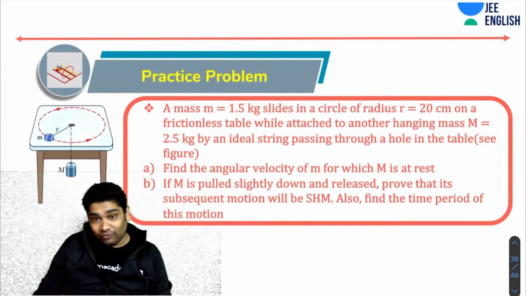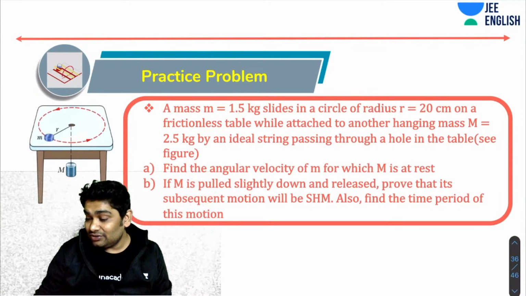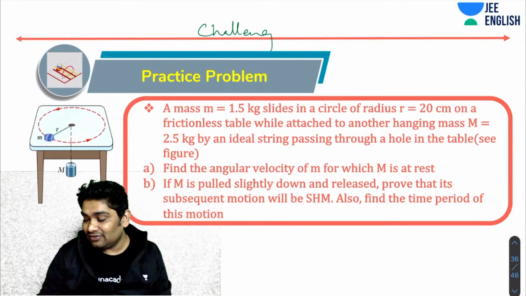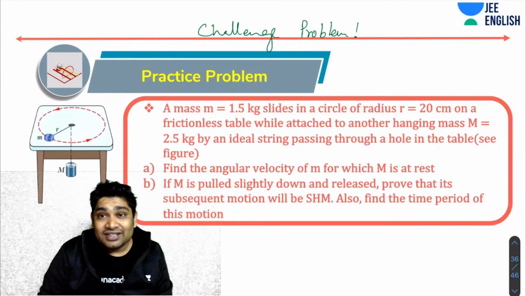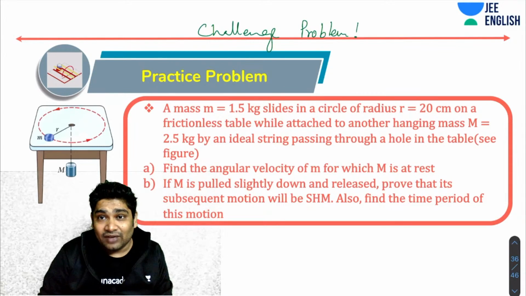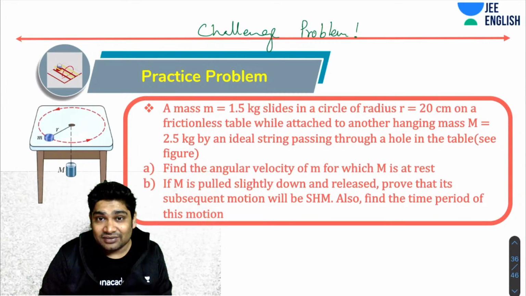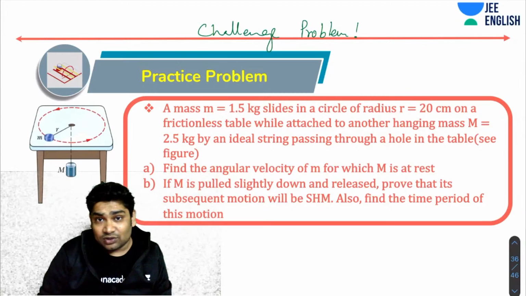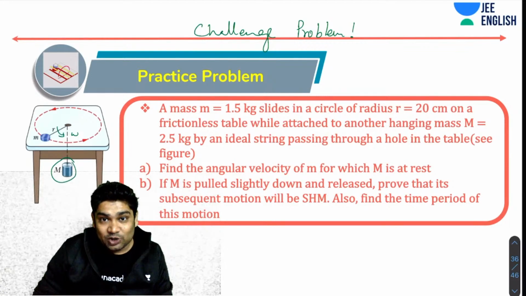Next, here is a challenge problem for you. Okay, this is a wonderful problem. A mass of small m 0.15 kg slides in a circle of radius 20 centimeter on a frictionless table while attached to another hanging mass capital M of 2.5 kg by an ideal string passing through a hole in the table. See the figure? And you have to find the angular velocity of small m for which capital M is at rest. So with what angular velocity should this be rotating, so that it can hold this M in equilibrium, correct? So first you have to find that.